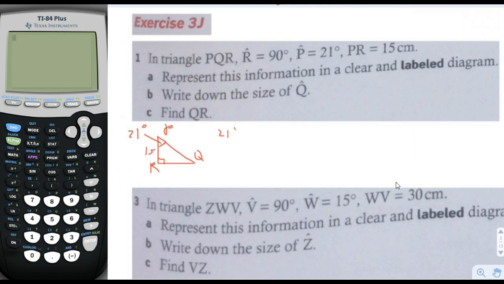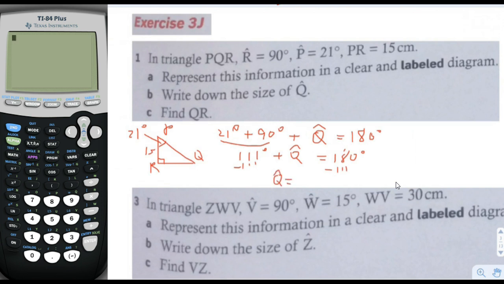So we have 21 degrees plus 90 degrees plus angle Q. Oops, I'm going to write it in the IV notation, which is to make a Q and then put a little hat on it. And then I'm going to make that add up to 180 degrees. Okay? And then I'm going to put 111 degrees plus Q. I added together 21 and 90. And then I'm just going to use a little bit of algebra. I'm going to subtract 111 from both sides to get the measure of angle Q, which is going to be 69 degrees. Okay? So angle Q is 69 degrees.